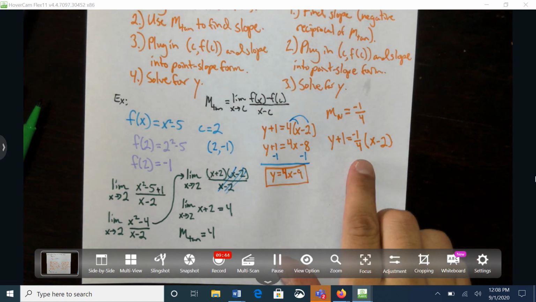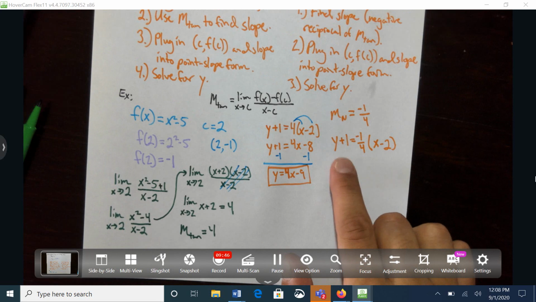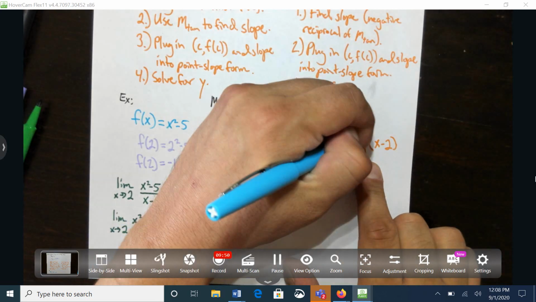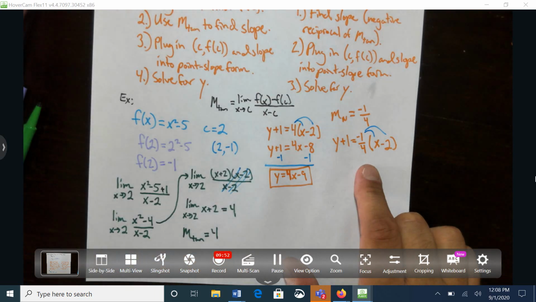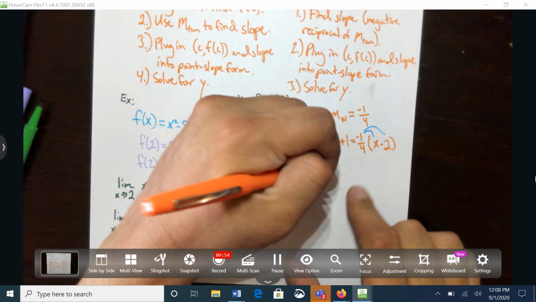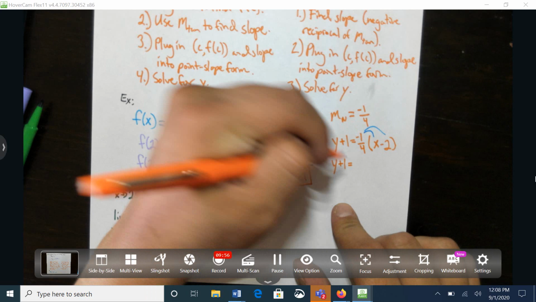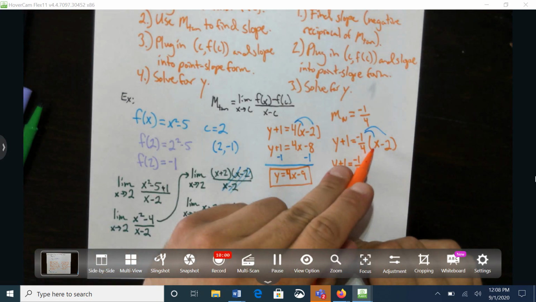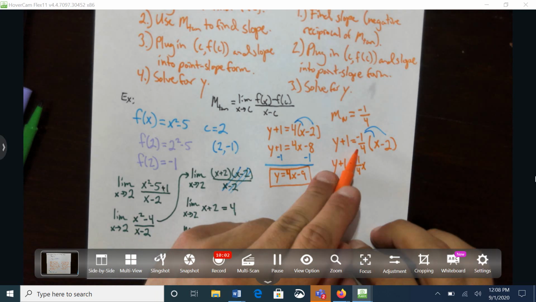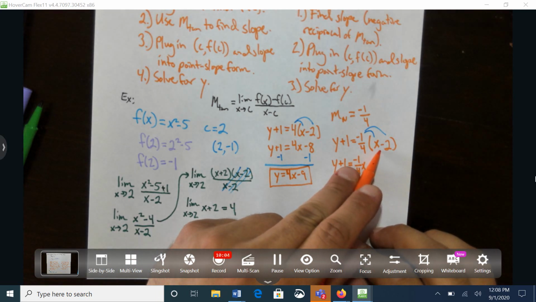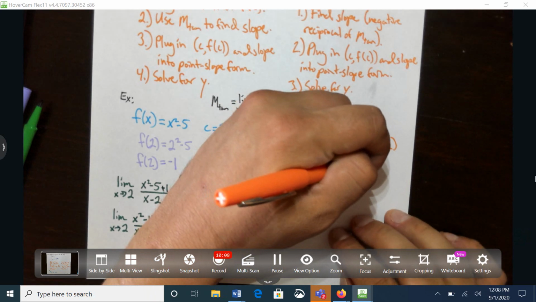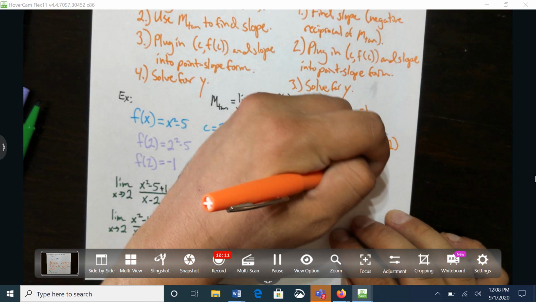But we need to now solve for y. So I'm first going to distribute this -1/4. So y plus 1 is equal to -1/4 x. Negative 1/4 times x is negative 1/4 x. Negative 1/4 times negative 2 is positive 1/2. I'm going to leave it as 2 over 4 though.